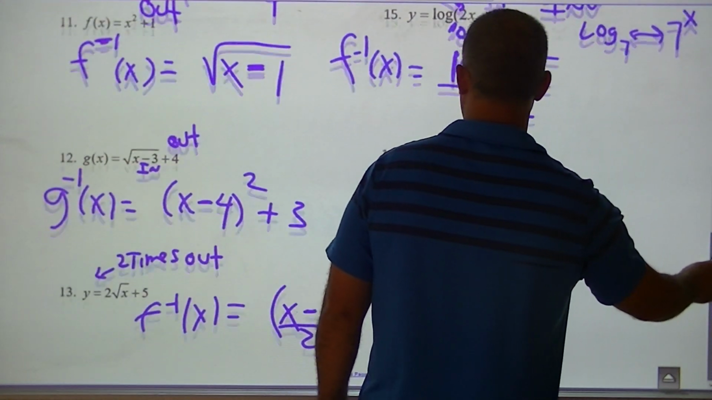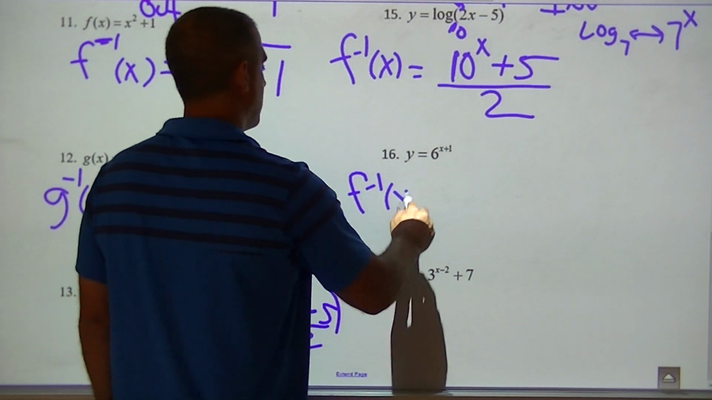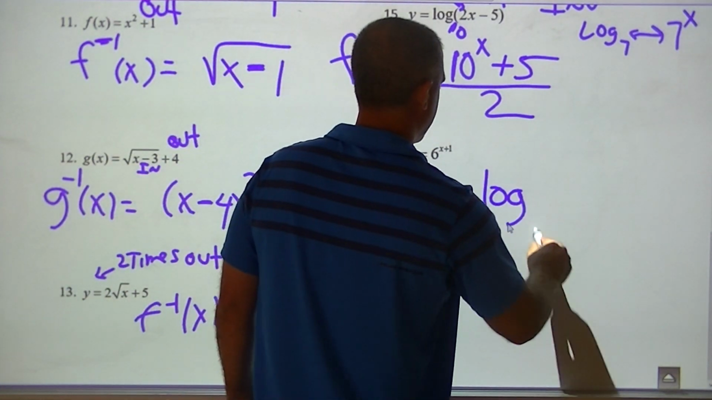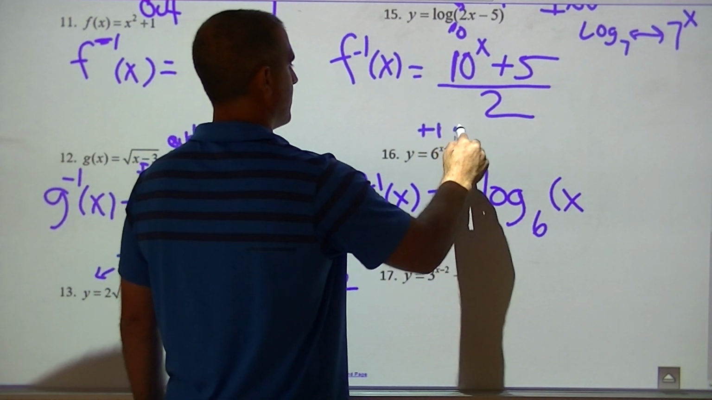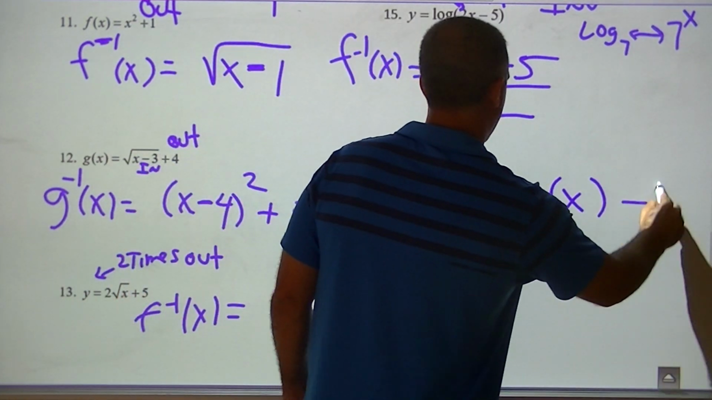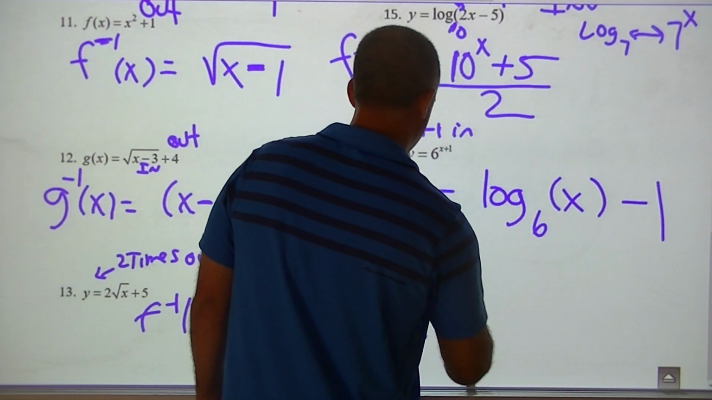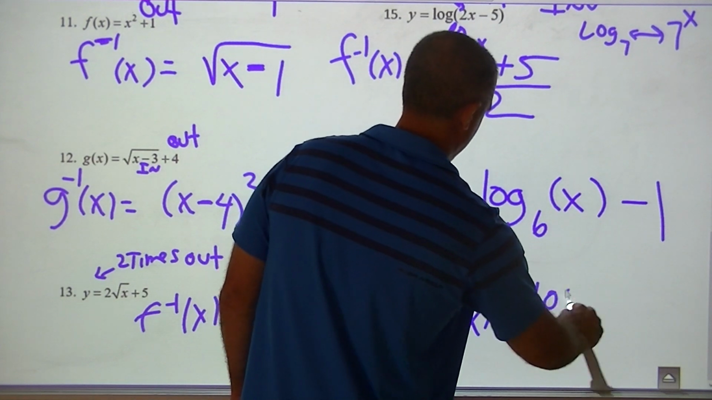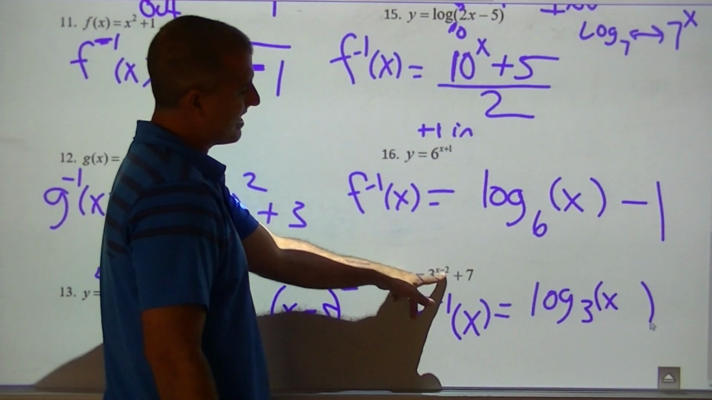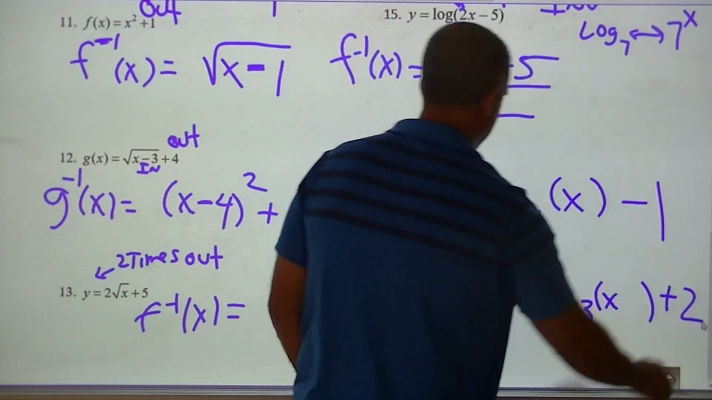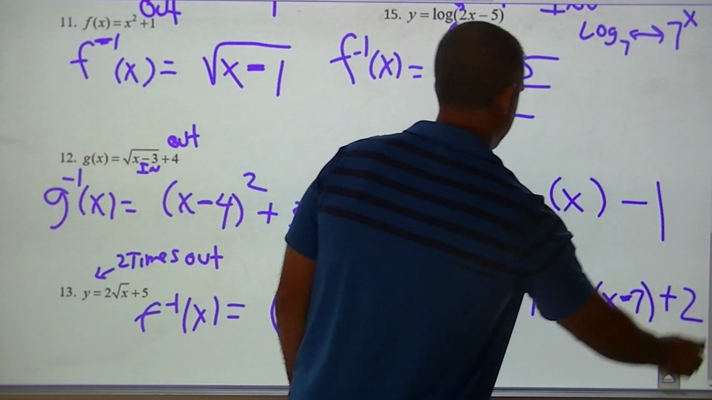Here, now I'm going to change this to a log. The inverse would be log base 6 with x. This is plus 1 on the inside, so we do minus 1 on the outside. This would be log base 3. This would be minus 2 on the inside, so plus 2 on the outside. This would be plus 7 on the outside. This would be minus 7 on the inside.